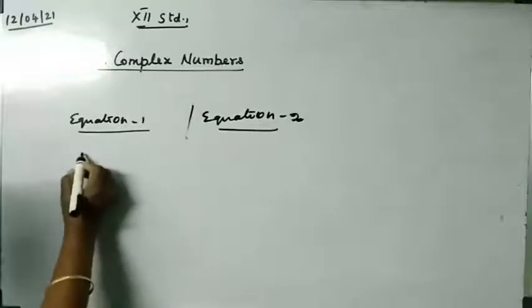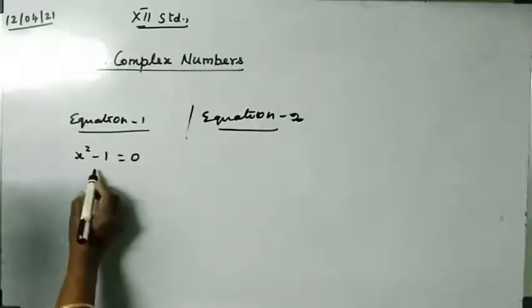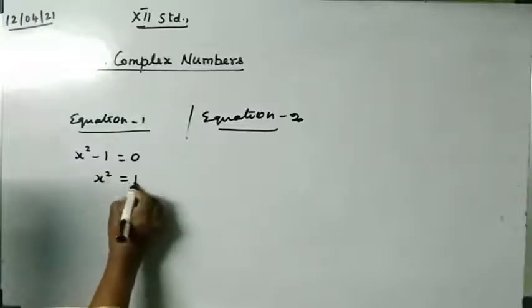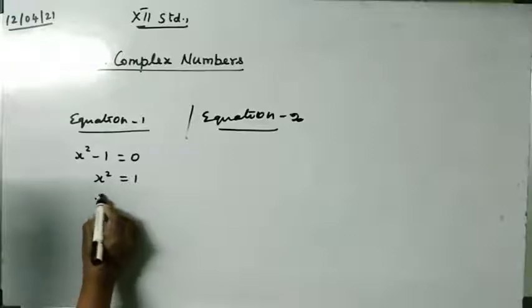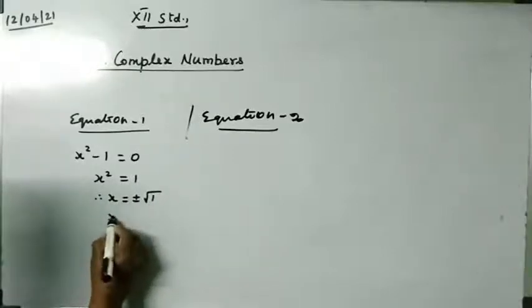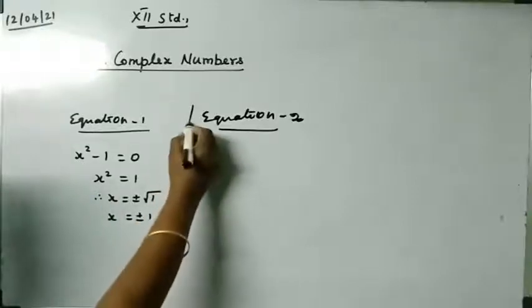Now first equation is x square minus 1 is equal to 0. If you try to solve this equation, we get x square is equal to 1. Therefore, x is equal to plus or minus square root of 1. So, x is equal to plus or minus 1. So, this 1 is a real number.